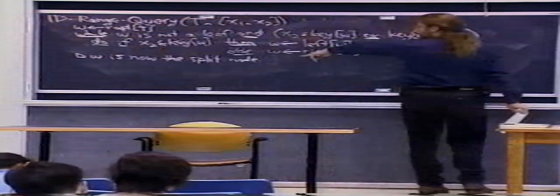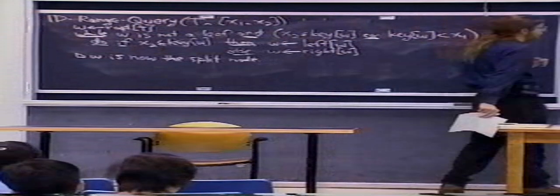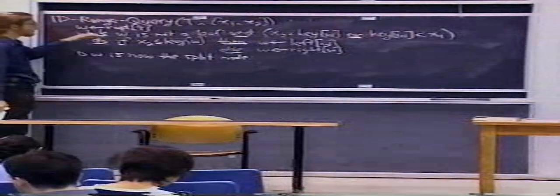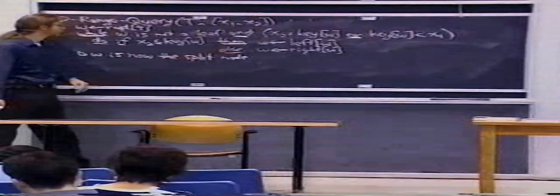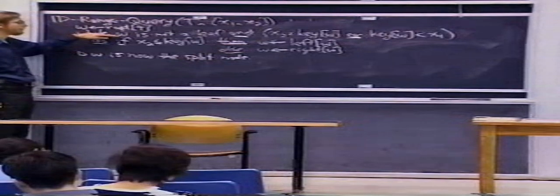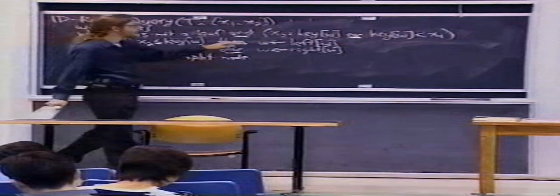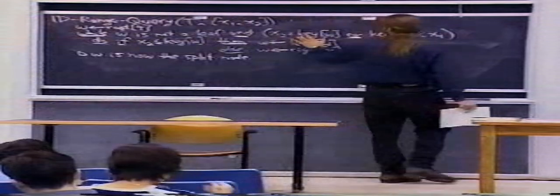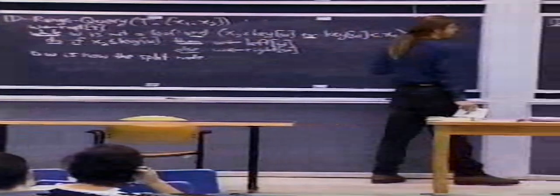I claim that these couple of lines will find the split node, which is the first node as we walk down the tree where there are interesting elements on both the left and the right side. All this is saying is: start at the root, and at each step either go left or right until either I hit a leaf or I discover that there are interesting elements in both the left and the right-hand side. That's just what this is saying.